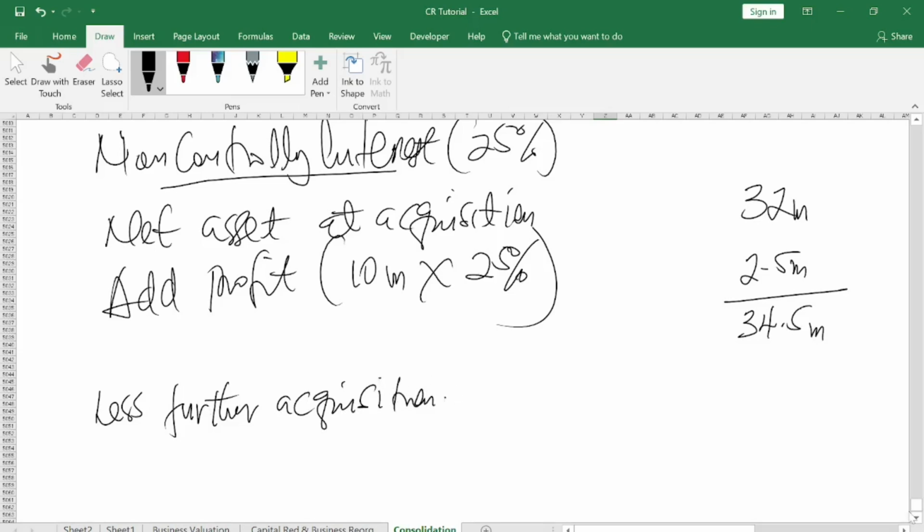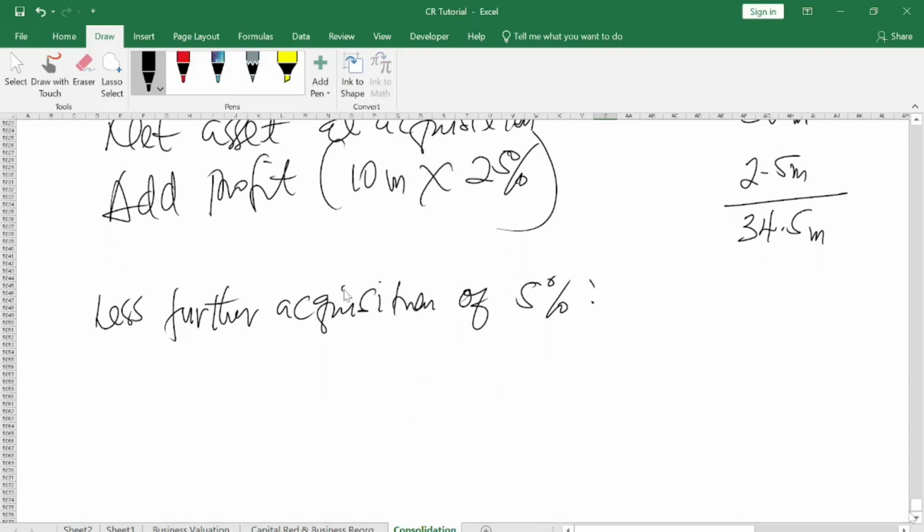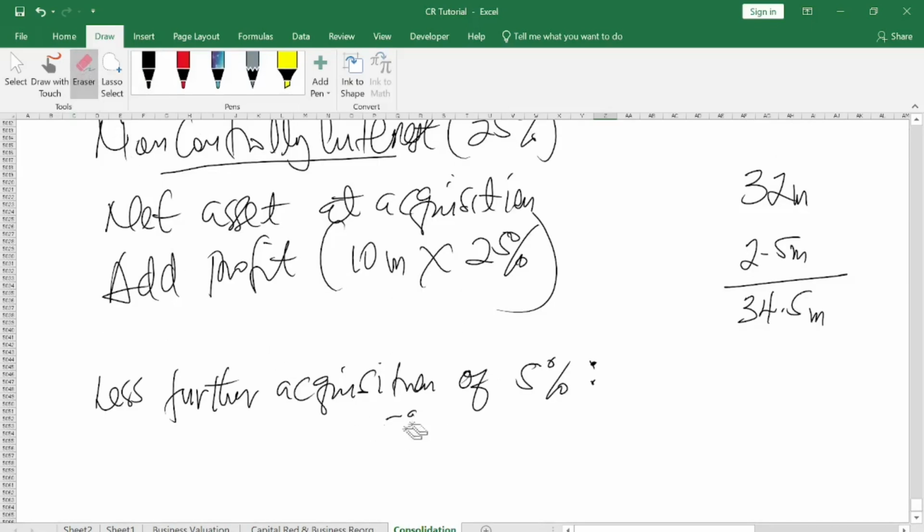Now, when you are lessing the further acquisition, how do you less the further acquisition of 5%? All you have to do is that you come here, then you pick. How much is the subsidiary selling of? How much? No, like the percentage. 5%. Good. So you pick your 5% of the subsidiary. And what is the total equity in percentage of the subsidiary? 25. So the total equity shares of the subsidiary is 25.